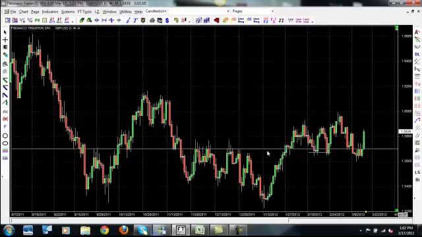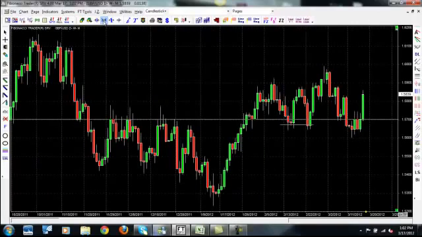Resistance, resistance, resistance. Support, support. It broke through a little bit, but it had a real struggle. See this? How it rejected these pins? Boom, boom, boom. It rejected. Now we are at 58.39. All right, so that is one level of support.